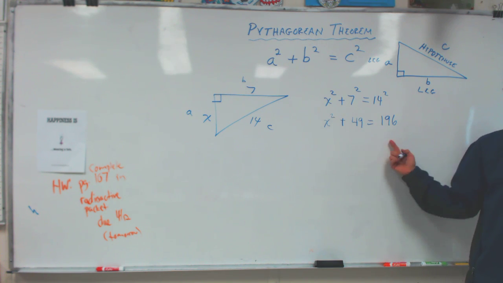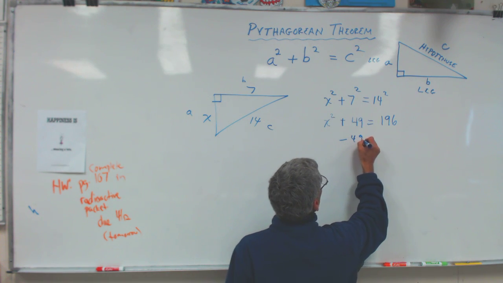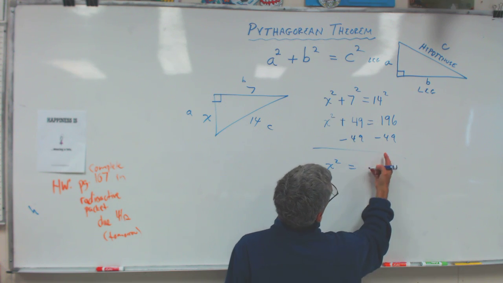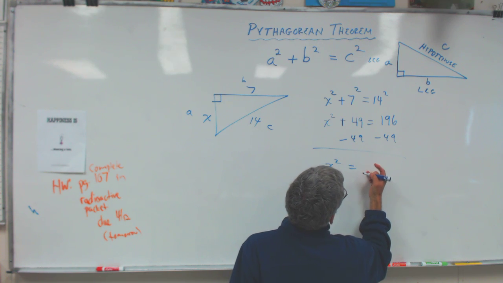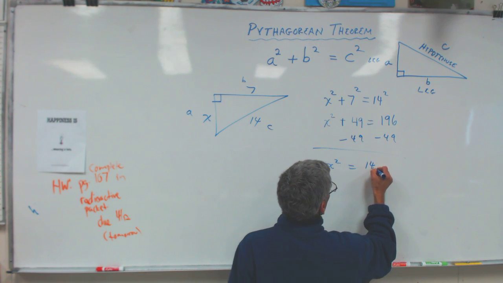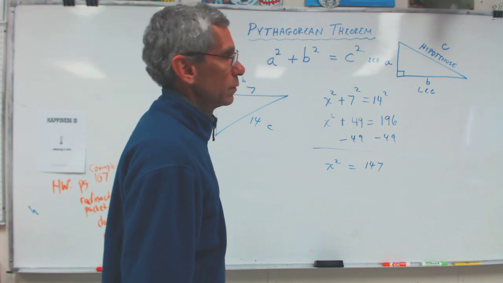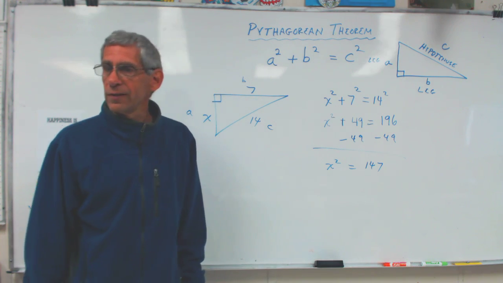All right, so what do I do now? I just subtract 49, right? Yes. All right, so I got to subtract 49 from both sides. What does that give me? I got x squared is equal to 147, I believe. 147. Is he right? Yes, he's right. 147.